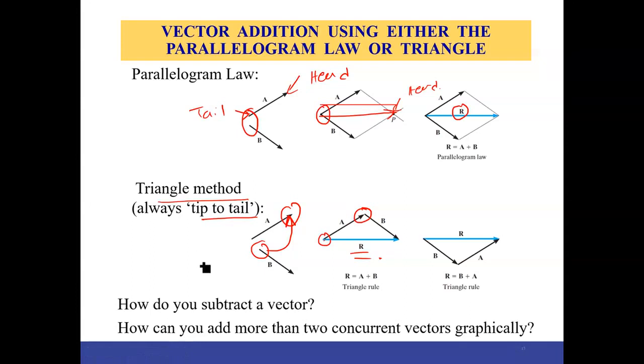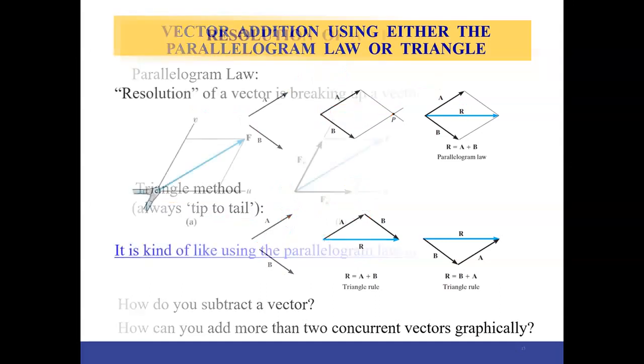How do you subtract a vector? So if we need to write A minus B, how do we do that? It's very simple. We keep A as is, but for B, we just change the direction of B to the opposite direction and then find the resultant vector. So this is minus B and this is plus B. And then we apply the law of parallelogram or the triangle method and find the resultant vector.